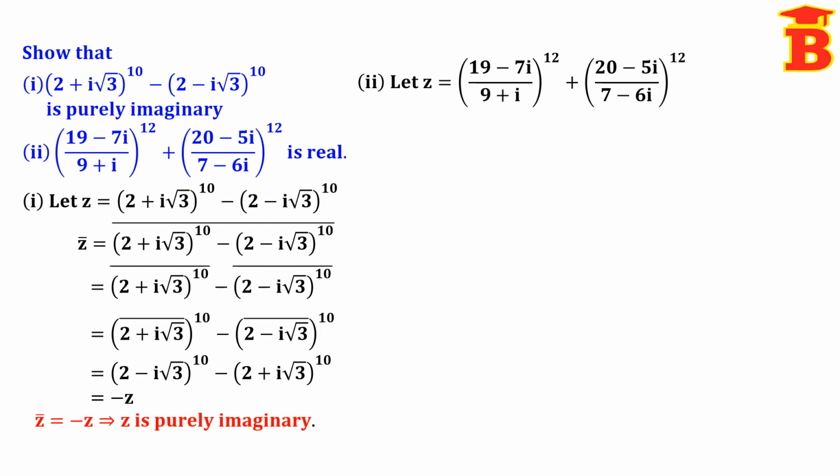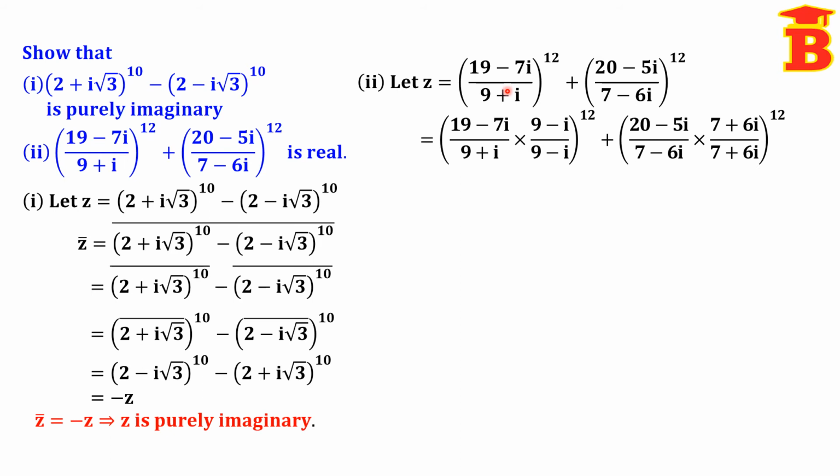So z equal to (19 minus 7i divided by 9 plus i) whole power 12 plus (20 minus 5i divided by 7 minus 6i) whole power 12. We have to prove that this is real. So to prove it is real, we have to prove that z bar equal to z. First let us simplify the given complex number.